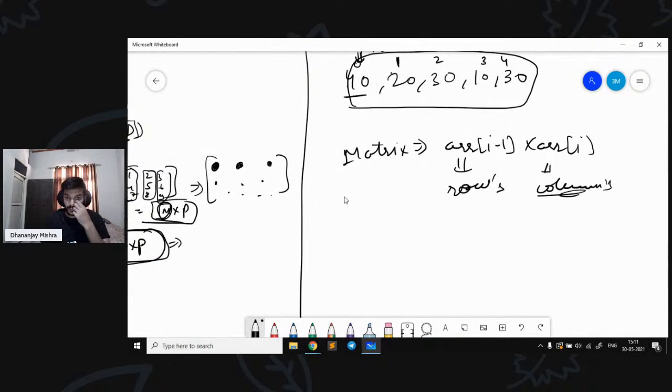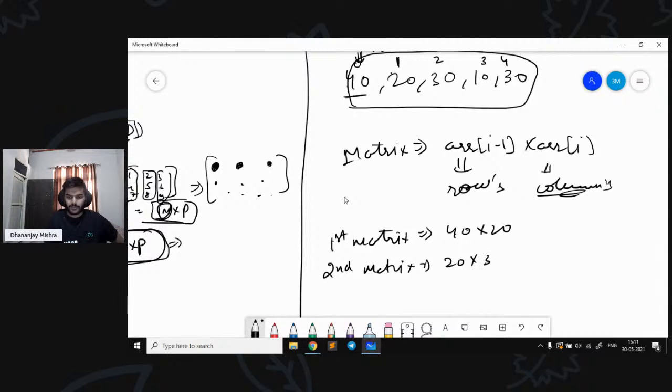Okay. So the matrices that can be formed will be, that is, the first matrix formed will be, I hope till now it is clear to you guys what I'm trying to say. So the first matrix will be of dimension 40 into 20, right? The second matrix will be of dimension 20 into 30. The third one will be of dimension 30 into 10.